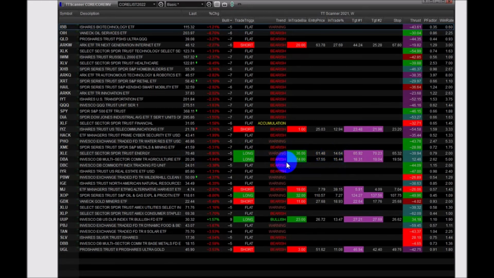Here we have agriculture, DBA. We went long 74 weeks ago from an entry price of 17.55. It's currently at 20.26. We've hit both targets. We have 15% in the trade.